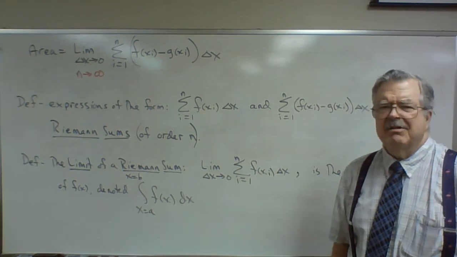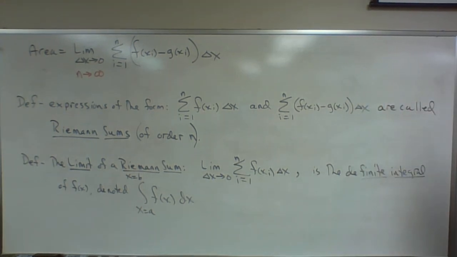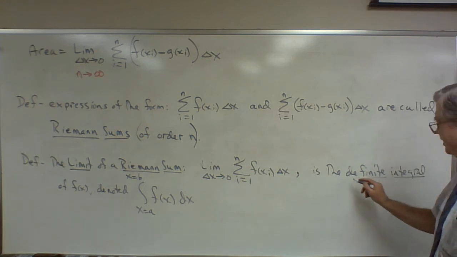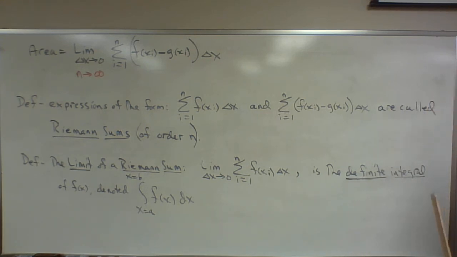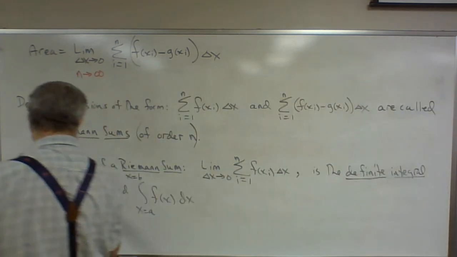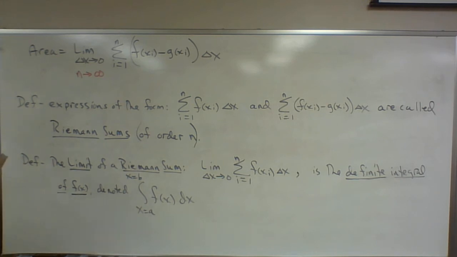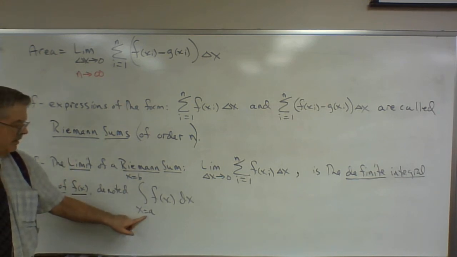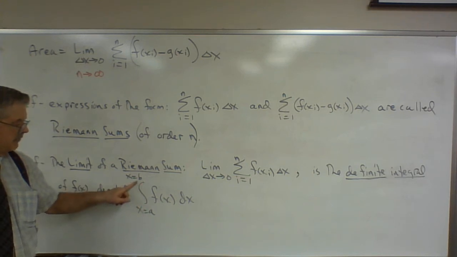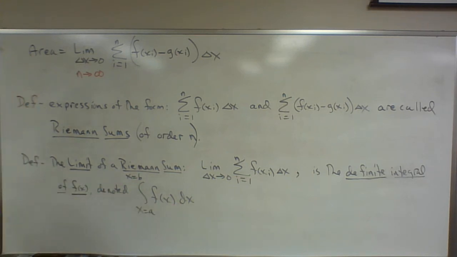To take us a little bit closer to where we want to go, we're going to define the limit of a Riemann sum to be the definite integral. And I did want that dx to get in there also. The definite integral of f of x, denoted integral from x equals a to x equals b of f of x dx. We define the limit of this Riemann sum to be the definite integral of f of x dx from x equals a to x equals b.